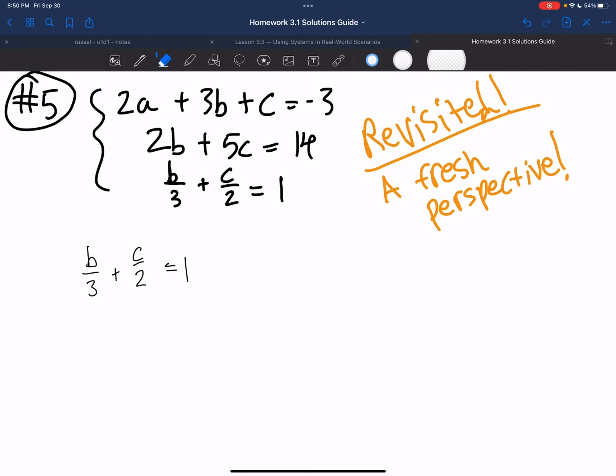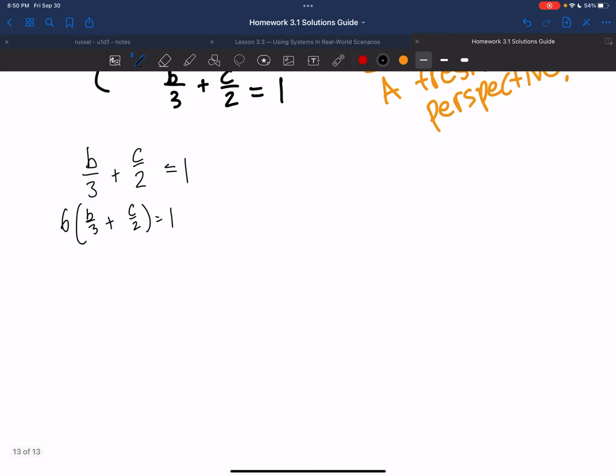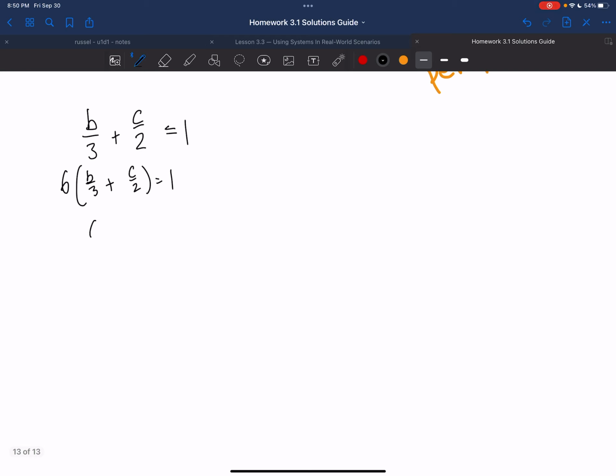He said, let me take this and multiply it by 6. 6 times (B over 3 plus C over 2) equals 6. From here, let's multiply that out. I got 6B over 3 plus 6C over 2 equals, oh sorry, equals 6. I meant to put the parenthesis out there. I'm so sorry. Now, 6B divided by 3 is 2B, and 6C divided by 2 is 3C, and this equals 6. And he said, let me solve for B. So let's subtract 3C from both sides.